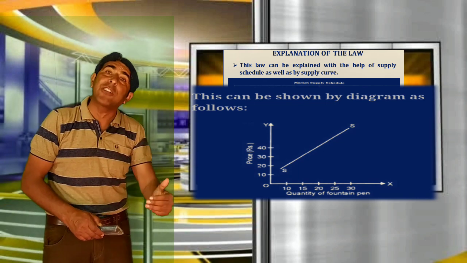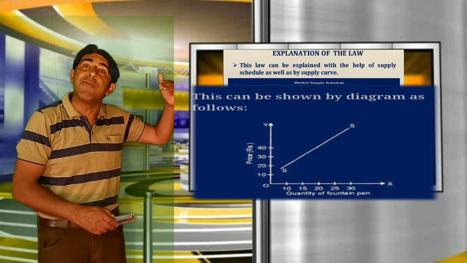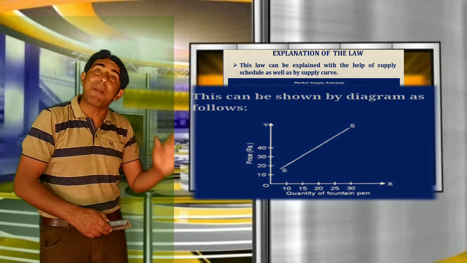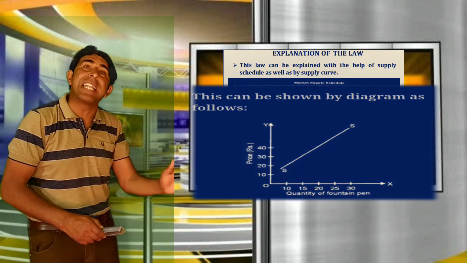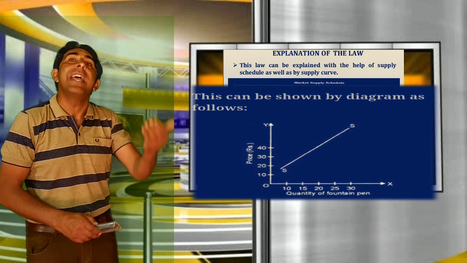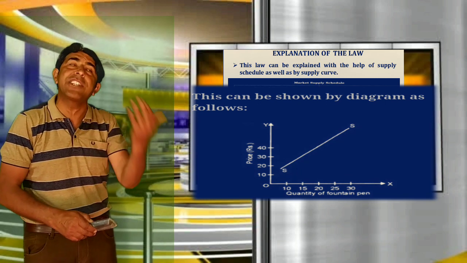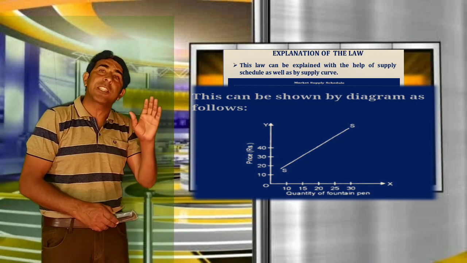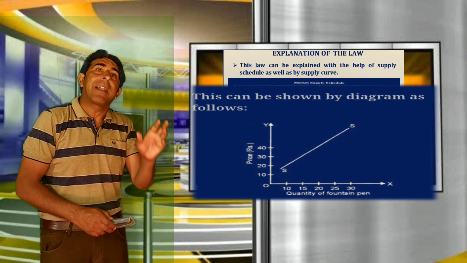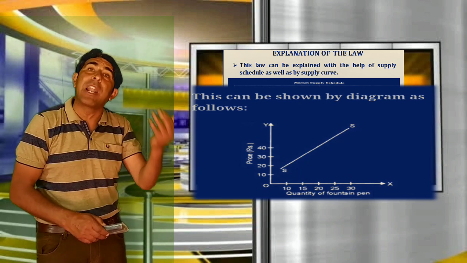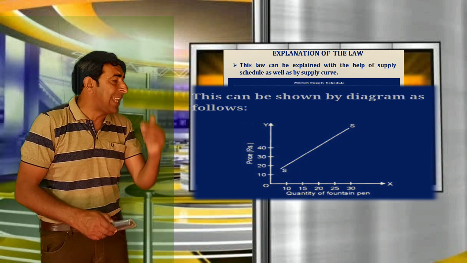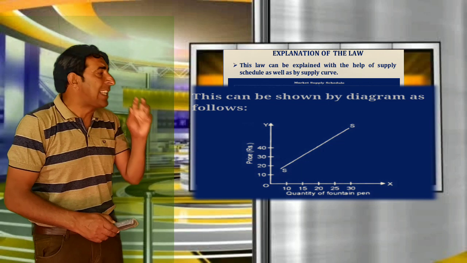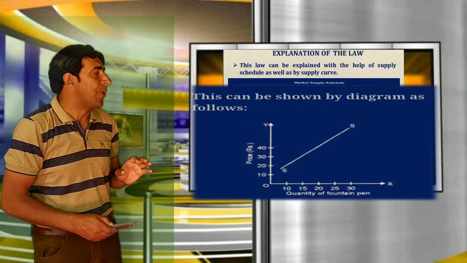This is unlike the demand curve, which slopes downwards from left to right, showing the nature of the law of demand. But here, the supply curve slopes upwards to the right, which shows that the quantity supplied of a commodity and its price are directly related to each other. Both move in the same direction. The upward sloping supply curve explains that a supplier supplies more of a commodity at a higher price than at a lower price. This is how the law of supply is explained with the help of the supply schedule and supply curve.